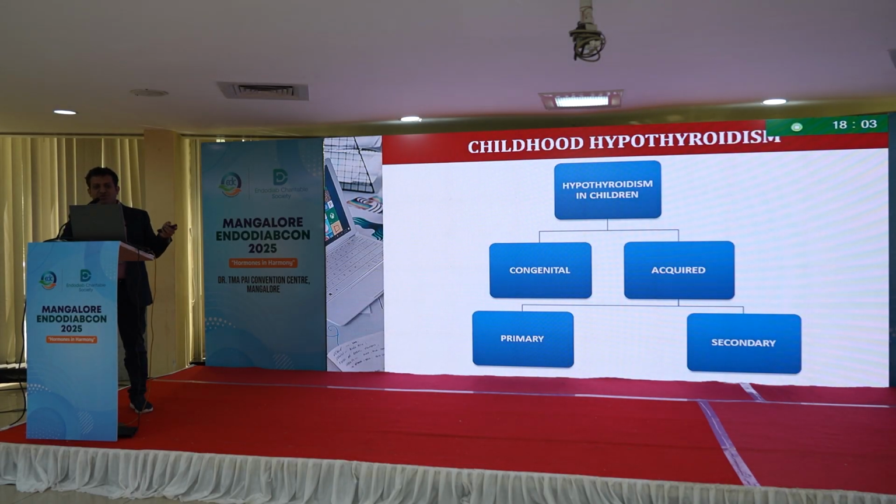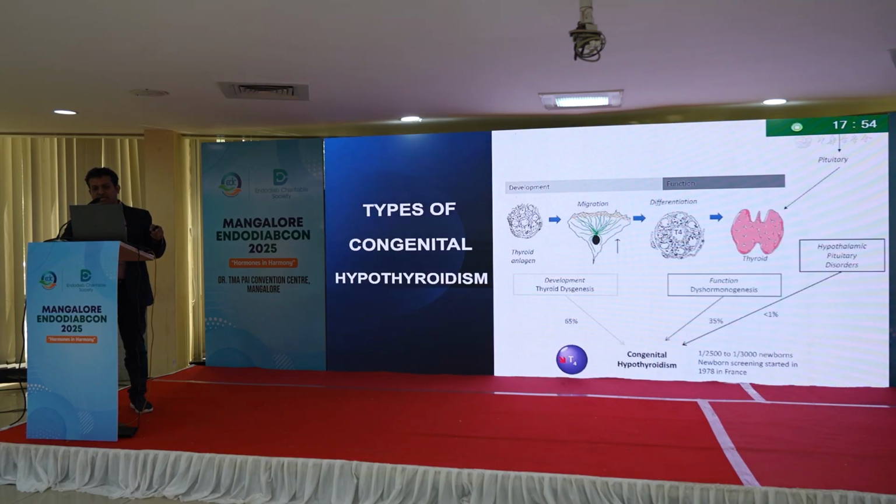Again, simplifying through textbook teaching, hypothyroidism in children is divided into congenital versus acquired. Acquired is again divided into primary and secondary. And these are the types of congenital hypothyroidism you can see. I have taken this from the Degroot Textbook of Endocrinology, where they have beautifully given the diagram: the thyroid anlage, then migration, differentiation, everywhere you need to have a proper functional thyroid gland. And a functional thyroid gland needs growth factors to be developed correctly.